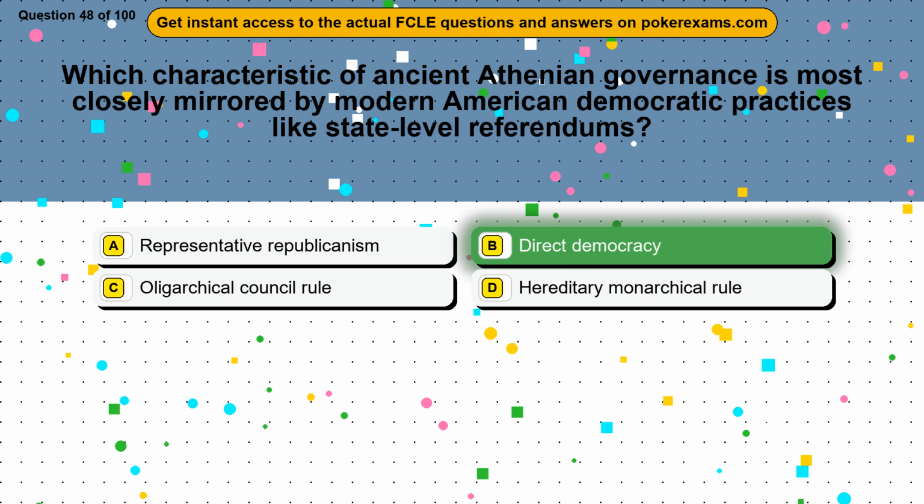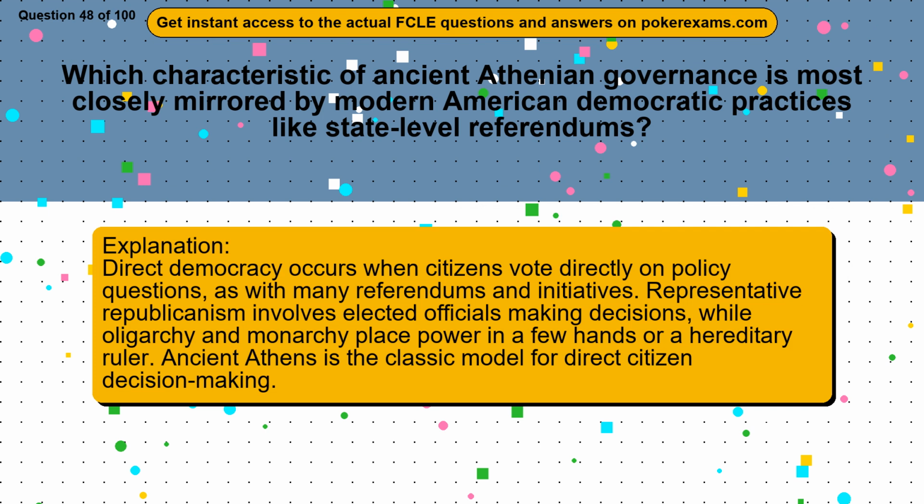The correct answer is option B, direct democracy. Direct democracy occurs when citizens vote directly on policy questions, as with many referendums and initiatives. Representative republicanism involves elected officials making decisions, while oligarchy and monarchy place power in a few hands or a hereditary ruler. Ancient Athens is the classic model for direct citizen decision-making.